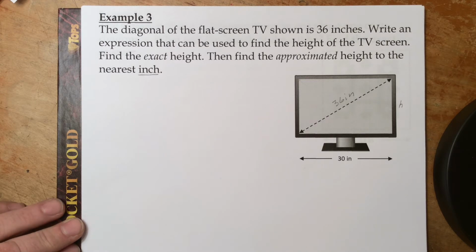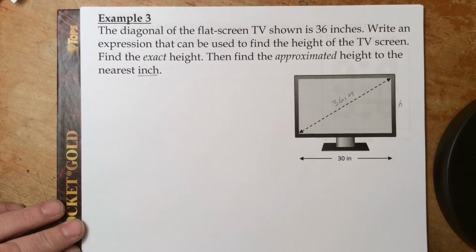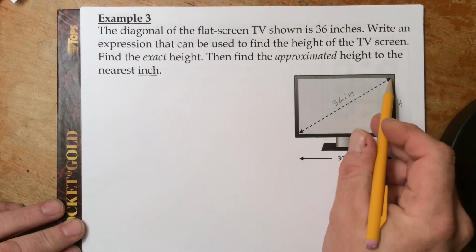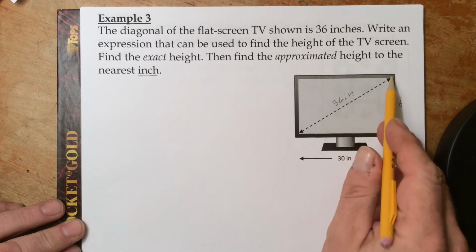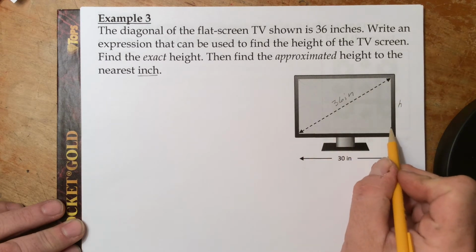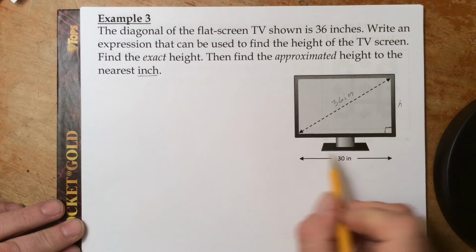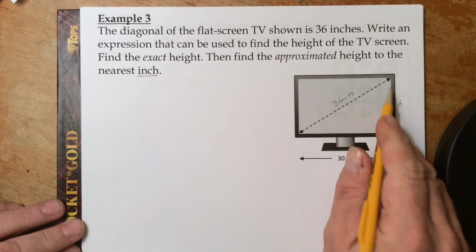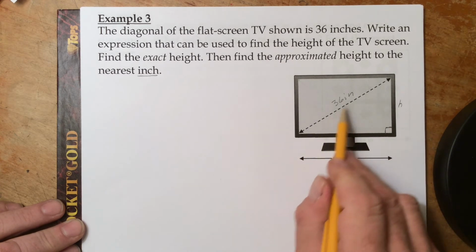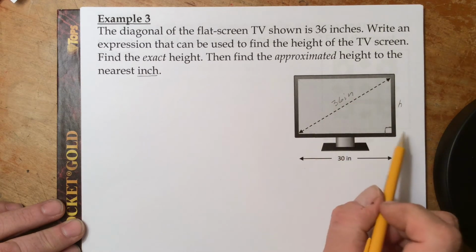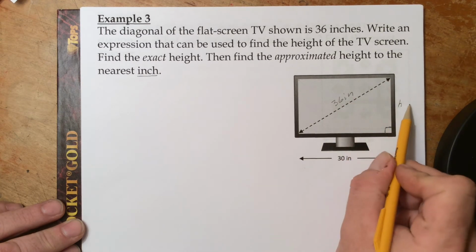So several answers we're looking for on this problem. To start off with, notice we have a right triangle formed with the diagonal of the television. We assume this is a right angle here between the bottom and side of the television. Our length in this right triangle is 30 inches. Our diagonal or hypotenuse is 36 inches. And our height is h inches.